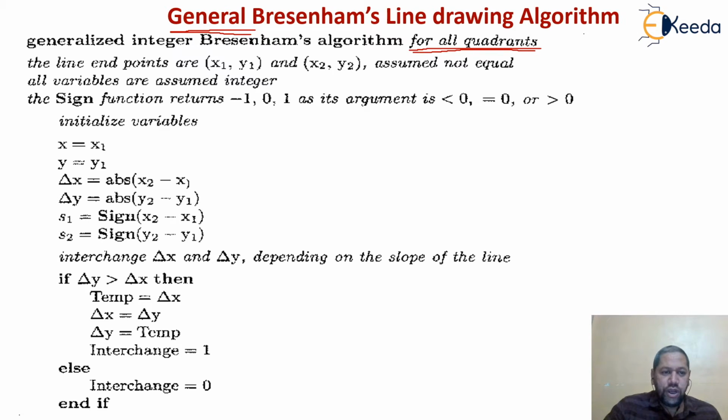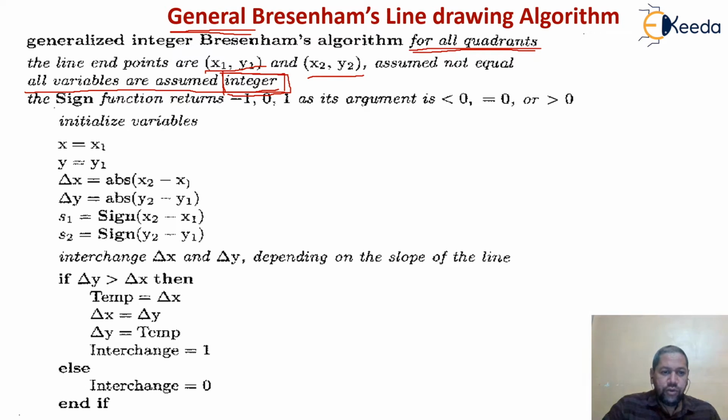Okay, we initially know the line endpoints: x1, y1 is my starting point and x2, y2 is my end point, assumed not equal. Now, the advantage of Bresenham's algorithm is that all variables are assumed integer. Remember this: the advantage of Bresenham's algorithm as compared to the other line drawing algorithm is that all the variables are integer. If all variables are integer, the algorithm will be very fast, it will draw the line very fast and it is easy to implement in hardware.